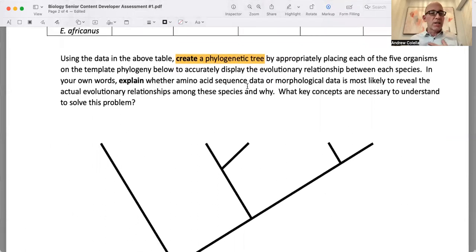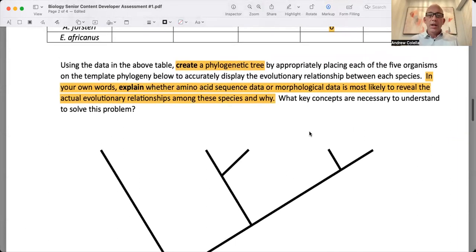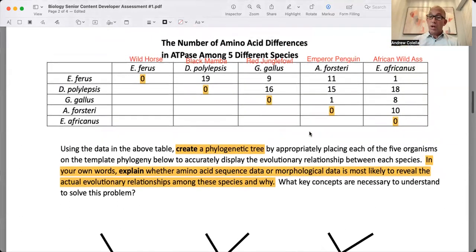Okay. Then it says, in your own words, explain whether amino acid sequence data or morphological data is most likely to reveal the actual evolutionary relationships in these species and why. I'm going to highlight that point because I'm actually going to answer that first. Okay, and then it says, what key concepts are necessary to understand to solve this problem? Let me address the amino acid versus morphological data. First of all, I think I've shown that amino acid data is the differences in the protein.